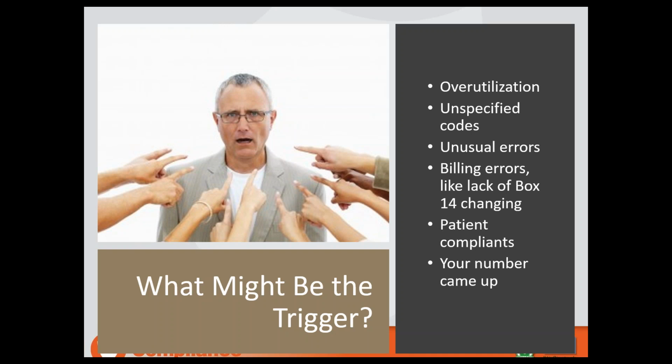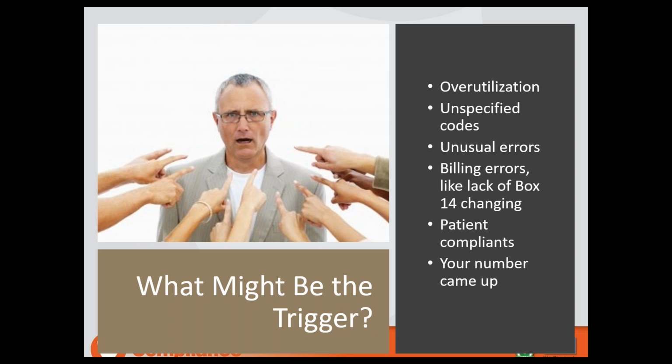So let's think about what might be the trigger once we're now looking. Could it be overutilization? Well, holy cow, my box 14 date is August of 1999, or worse yet, it's August of 2017 and I've been treating this patient once a month ever since then and billing. Well, I can tell you right now that's a pattern that will be absolutely captured. Unspecified codes, the 97039s, the 97139s, things that don't make general sense in a typical practice. Maybe unusual types of errors or unusual codes.